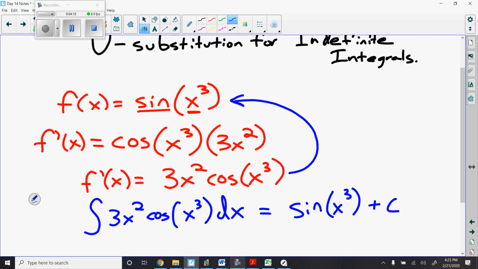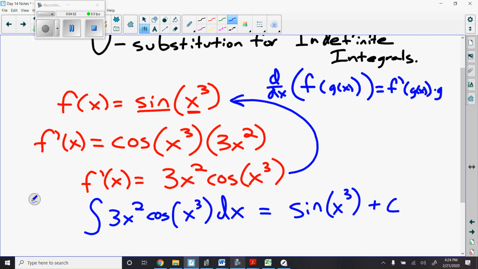Now, we're going to solve this very same integral that we just got, but we're going to solve it without having done the derivative ahead of time. Now, u-substitution, I like to say, is integration's answer for the chain rule. When we do the chain rule, the chain rule says if I do the derivative of f of g of x, I get f prime of g times g prime.